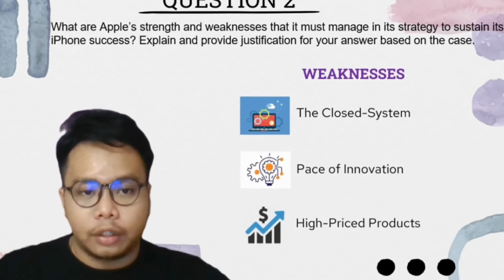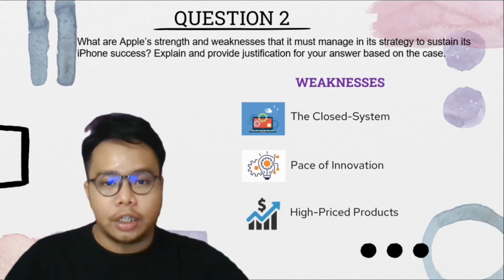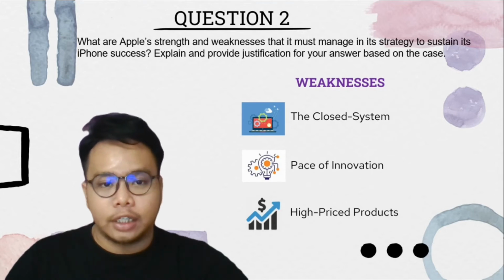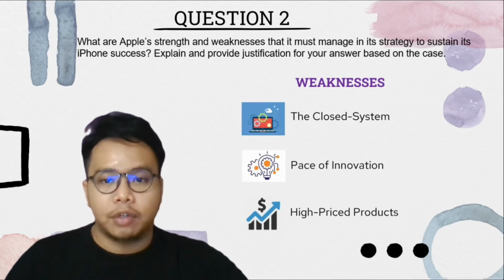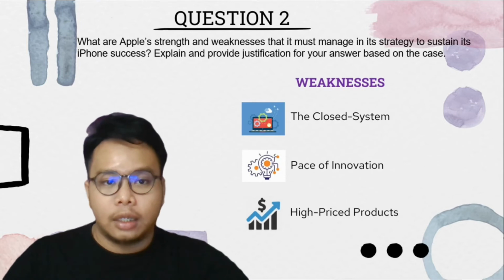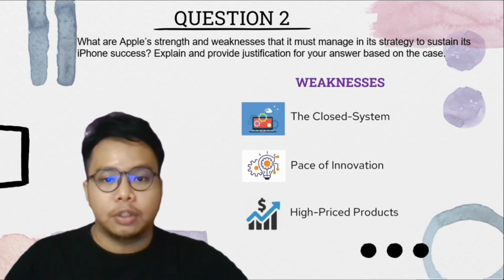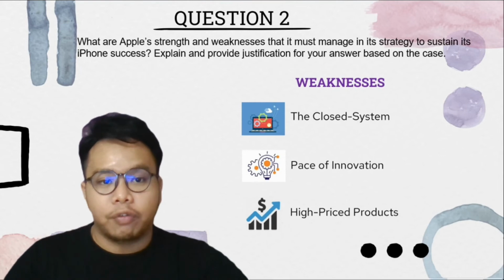Today I will be talking about weaknesses that Apple must manage in its strategy to sustain its iPhone success. The first weakness that I can confirm is the closed ecosystem. Many Apple customers see the company's tightly controlled software and services as a major strength of the company, as it allows Apple to control all aspects of the devices it produces. But this puts an additional burden on Apple's development cycle, as software security and many other details become in-house responsibilities. The second weakness is the pace of innovation.